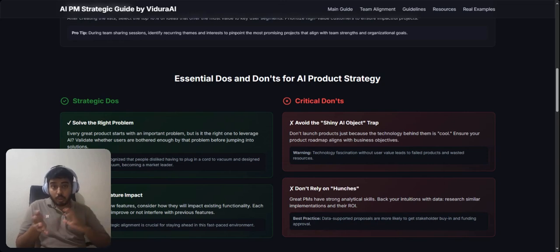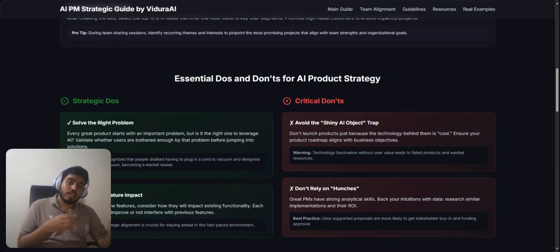And now the don'ts. The first don't: avoid the shiny AI object trap. Don't launch products just because the technology behind them is exciting. Technology fascination without user value leads to failed products and wasted resources. Ensure your product roadmap aligns with business objectives.